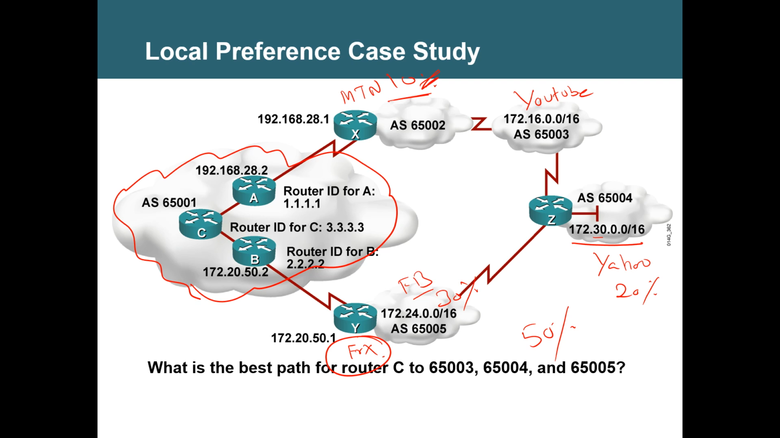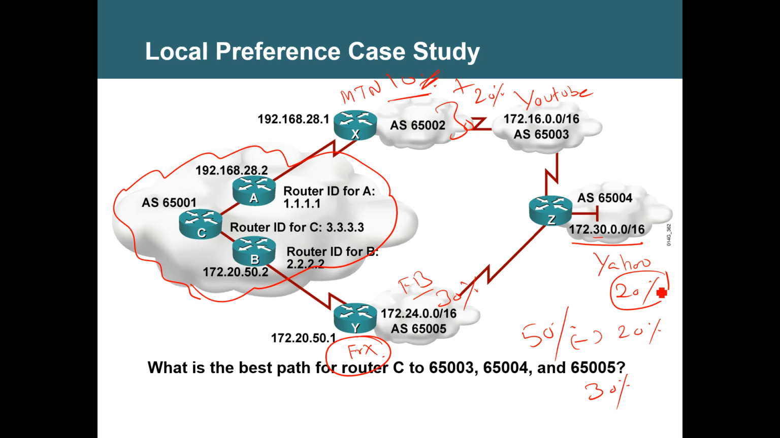I want to balance this. I want the traffic to be equally load balanced. MTN and French X should take the same amount of load. How can we achieve this? All I need to do is push this 20, then this becomes 30, and this will also be 30.